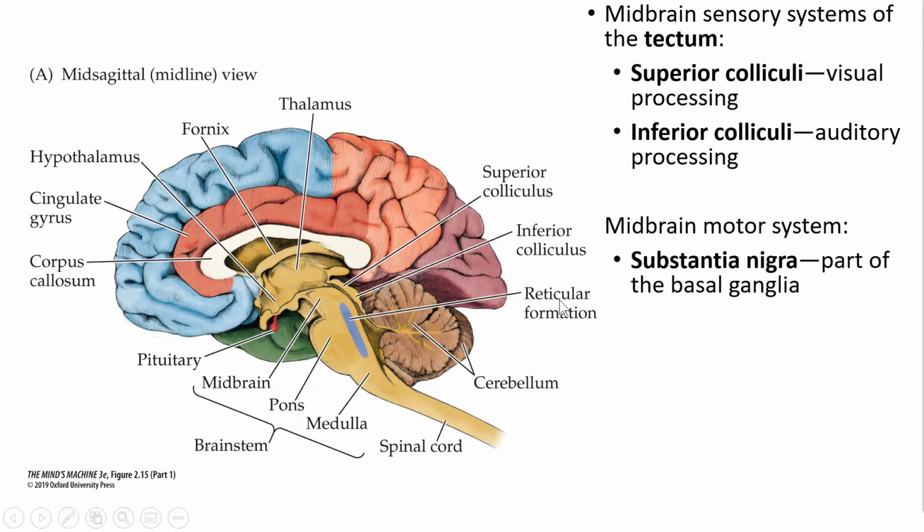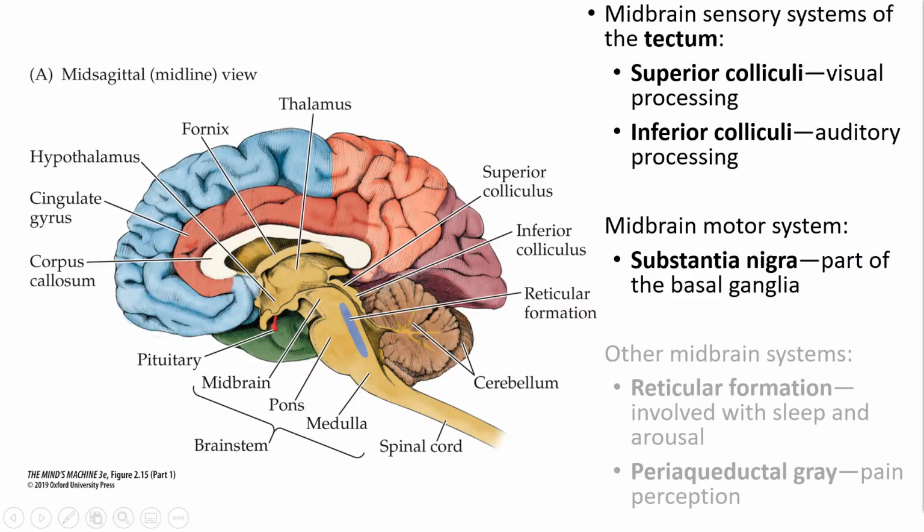Another midbrain motor structure is the substantia nigra. That's part of the basal ganglia. This is really the region where you see a degeneration of neurons that are associated with Parkinson's disease, but we can see the basal ganglia, or the substantia nigra, as part of the midbrain.